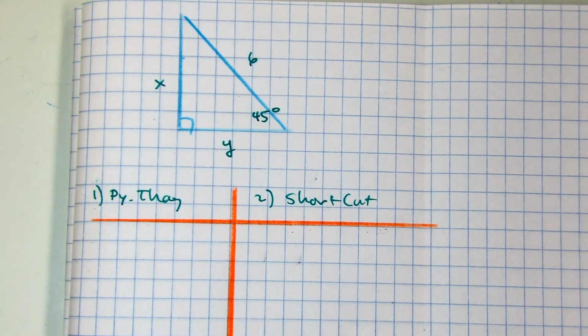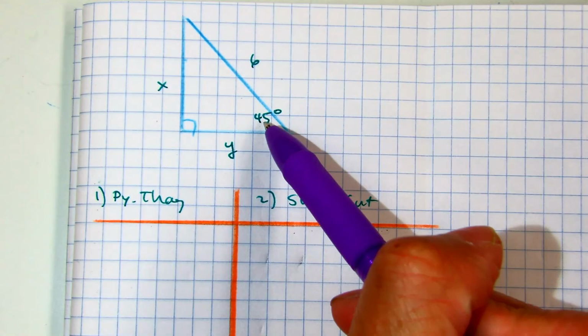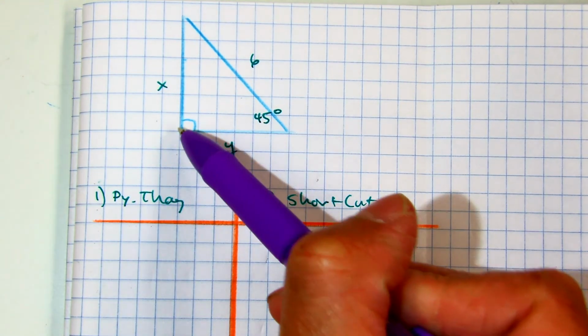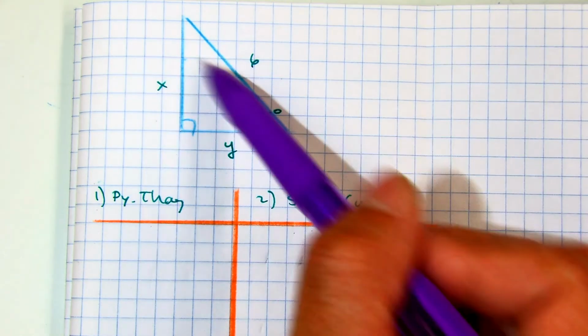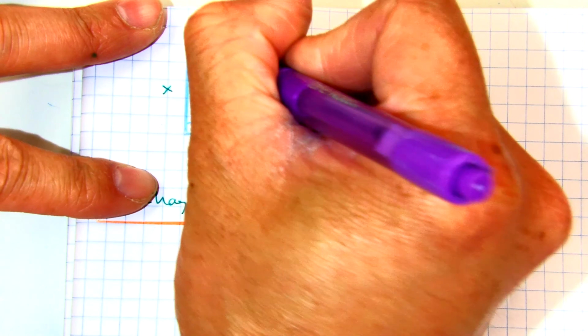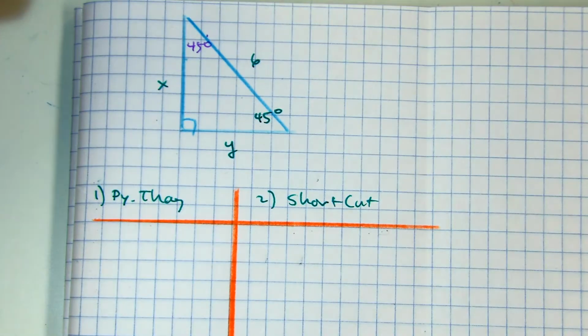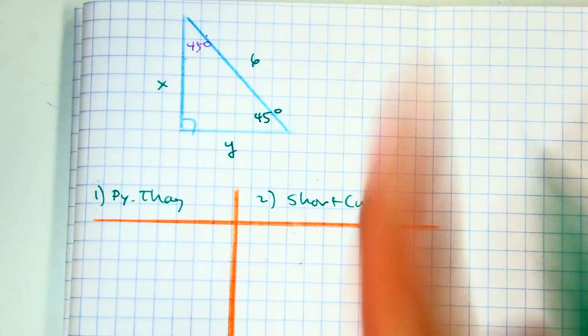We're asked to solve for x and y, and we're given this triangle. Class, if this is 45 degrees and this is 90, that means I need another angle to add up to 180. That one is 45 degrees. I have a 45, 45, 90 triangle. This is a special right triangle. It's an isosceles right triangle.